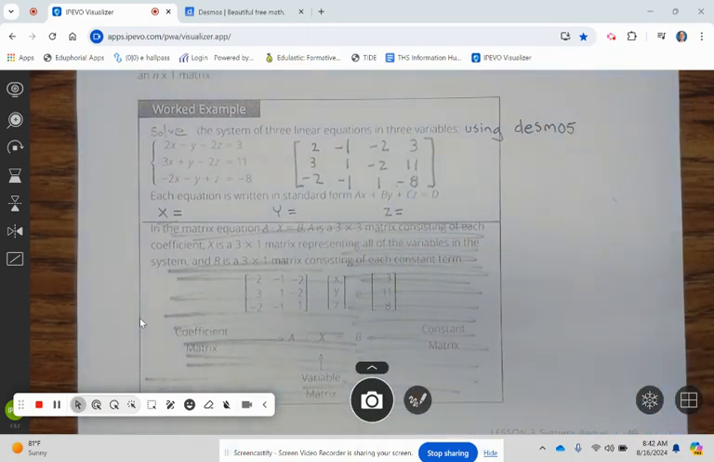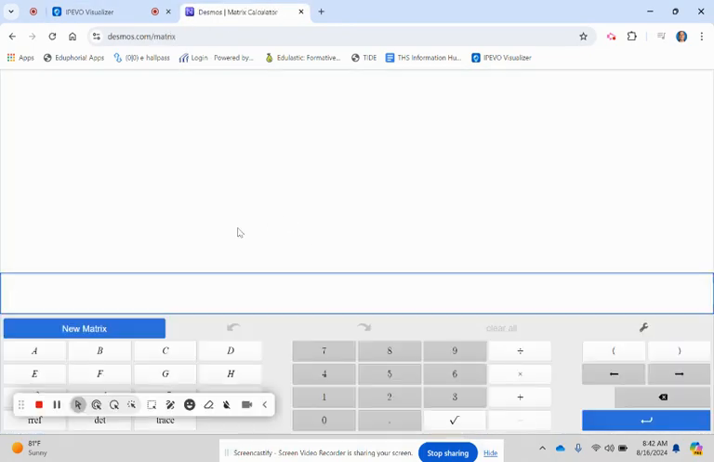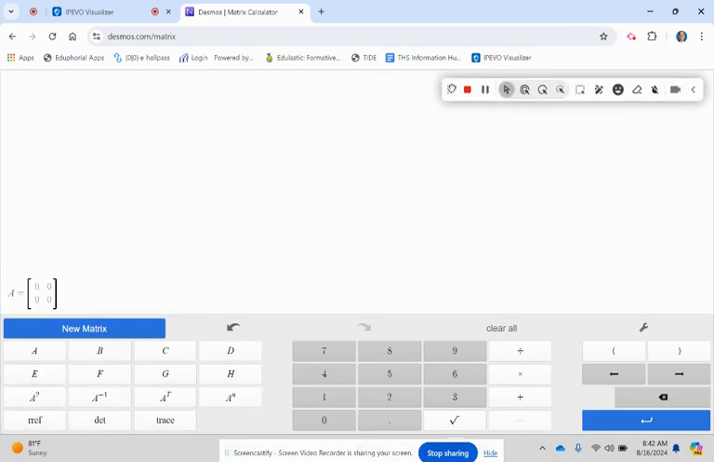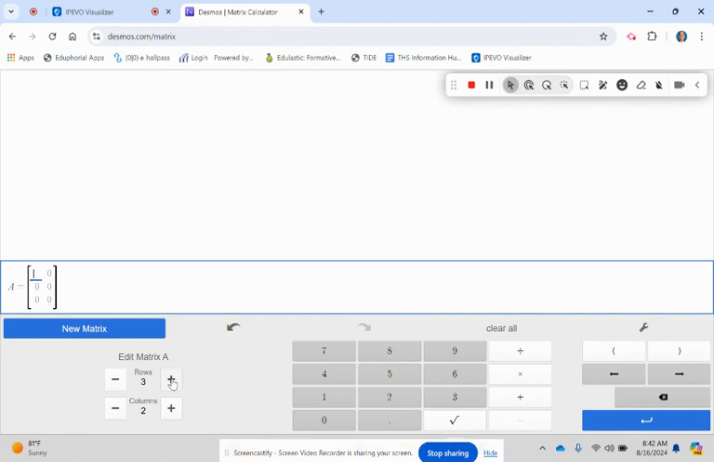All right, let's go ahead and plug that into Desmos. So we'll go to Desmos, matrix calculator, new matrix. I need to add a row and then add two columns. All right, so 2, -1, -2, 3, 3, 1, -2, 11, -2, -1, 1, -8.